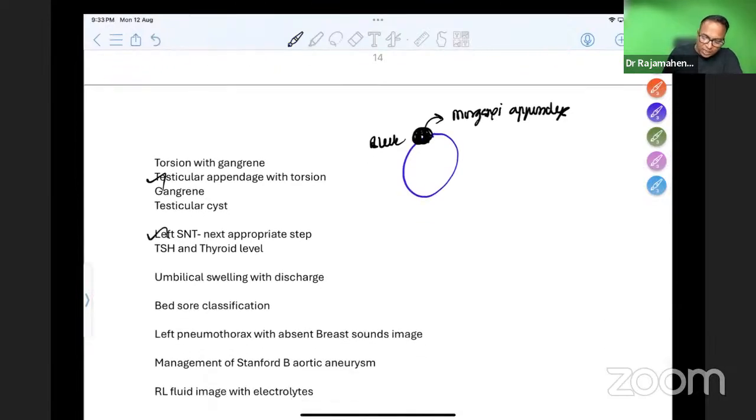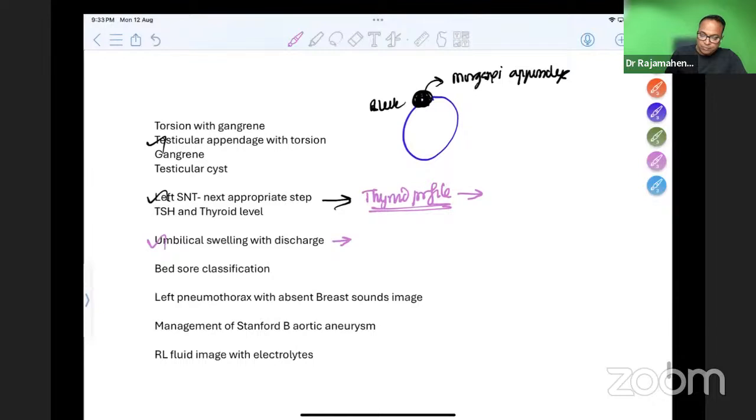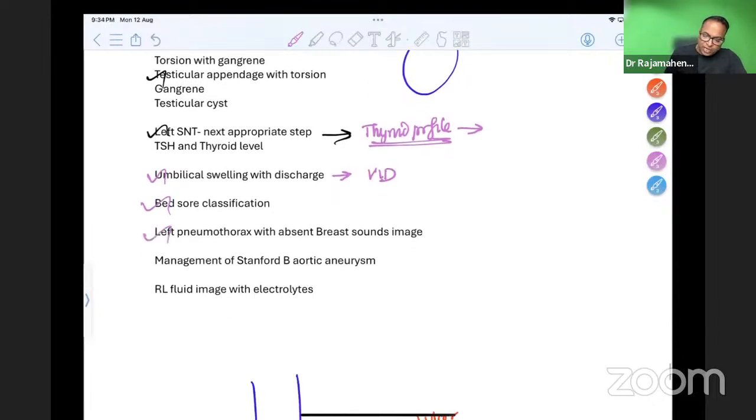So, solitary nodule of the left thyroid, what is the next appropriate test? We should first do the thyroid profile, then only we proceed for other investigations. So what will you do next means first you should do thyroid profile. Umbilical swelling with discharge, I heard this is a vitellointestinal duct. Bed sore classification, left pneumothorax with absent breath sounds. All these are common questions.